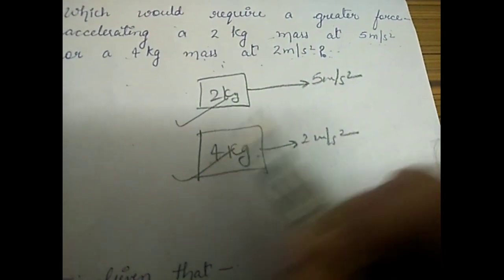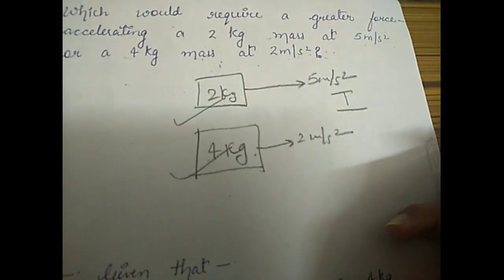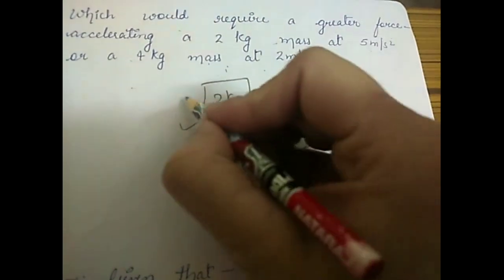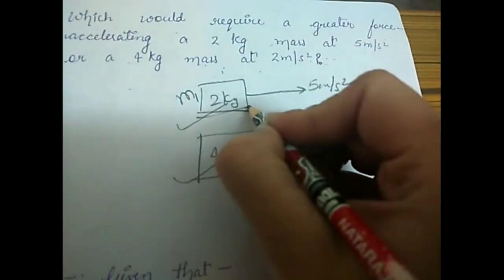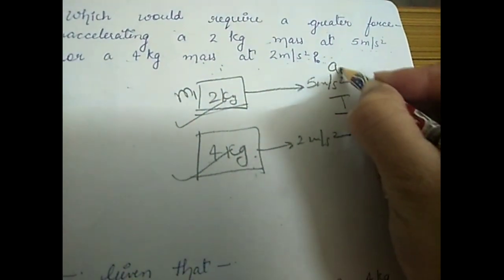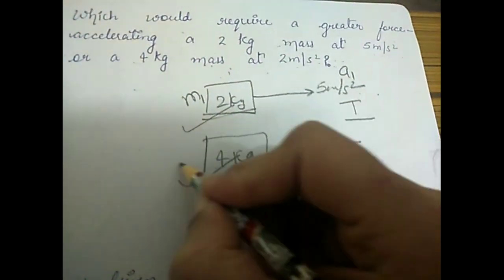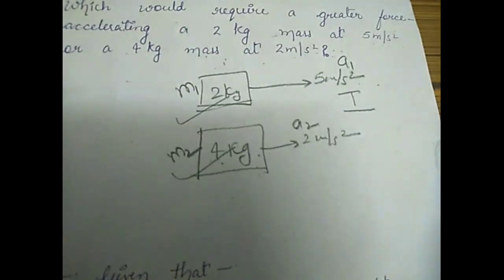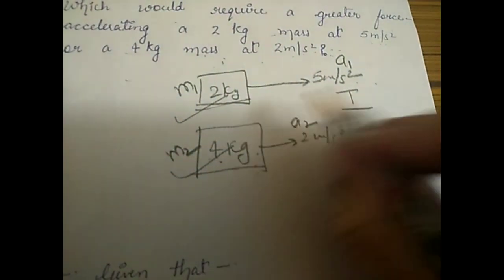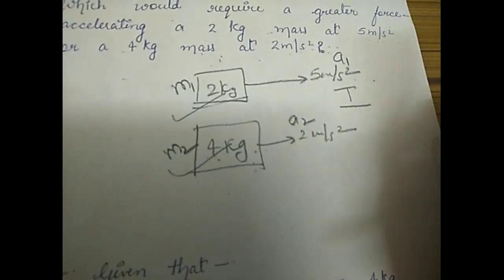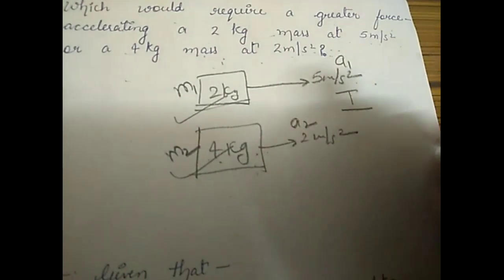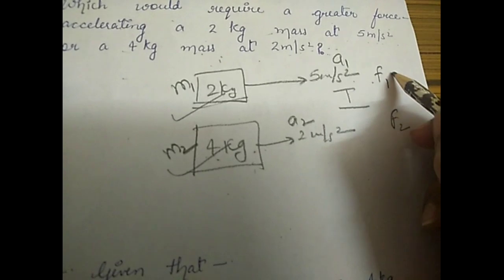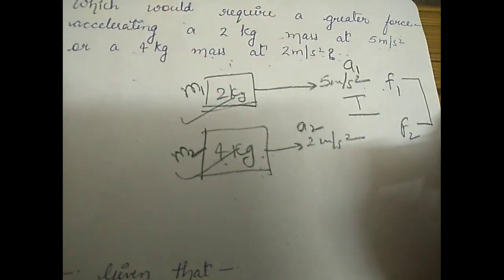Okay, so first step is completed. We have drawn the diagram. What is the second step? Given. What is given? M1 2 kg, A1 5 meter per second square, M2 4 kg, A2 2 meter per second square. All right, this is given. Second step completed. Third step, what you need to find out? Force, F1 and F2, and then we need to compare which force is greater.